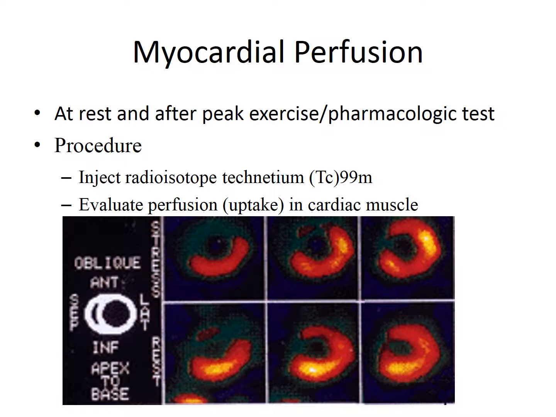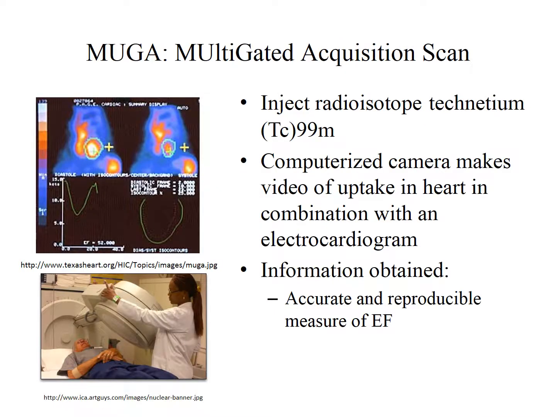With this test, the patient is injected with a radioisotope, and then the patient is placed in a scanning machine that evaluates the uptake of the radioisotope in the heart. Areas in which there is poor uptake of the radioisotope indicates areas of poor perfusion. With the multi-gated acquisition scan, the patient is injected with an isotope, and then a computerized camera makes a video of uptake in the heart in combination with an electrocardiogram. This scan allows for very accurate evaluation of ejection fraction.